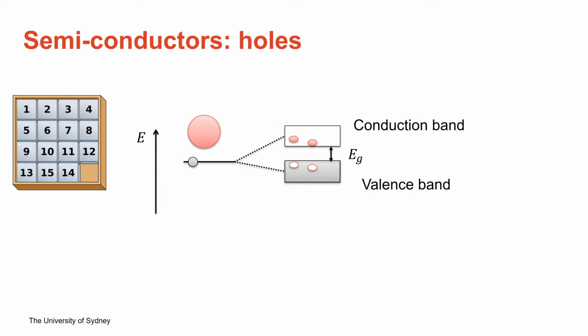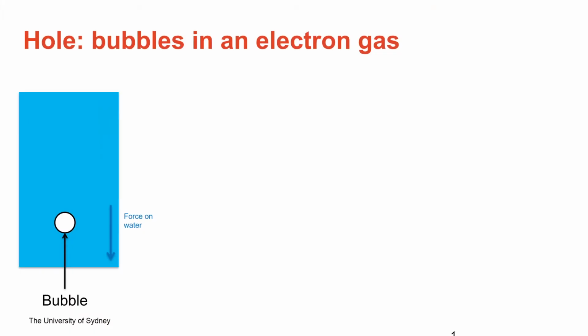In the analogy of the sliding puzzle, the electron leaving means we remove the piece, so finally we can shift the pieces around. These vacancies are called holes, and you can think of them as bubbles in the sea of electrons. Consider a bubble in water in a gravitational field. The bubble is the absence of water. Gravity doesn't pull on the bubble, but it pulls on the water, which will then push the bubble up by buoyancy. So it's like the bubble is pushed the wrong way by gravity.